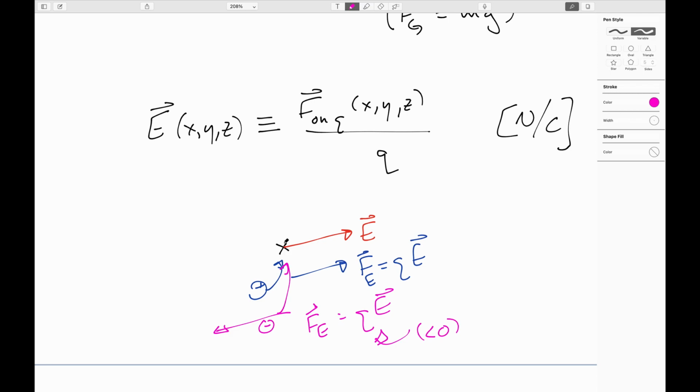And then there's also a magnitude, which is just saying it's so many newtons per coulomb. So let's say if I put one coulomb of charge there, that's how many newtons of force you'll get. If you put half a coulomb there, you get half that much force. And two coulombs, you get double that force, and so forth. So again, it's sort of like a price.